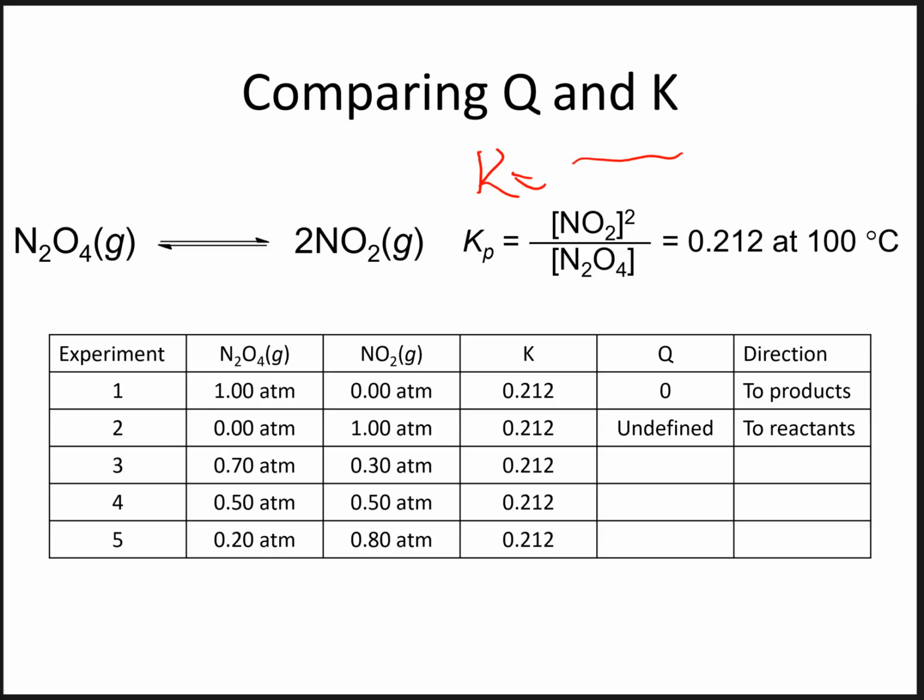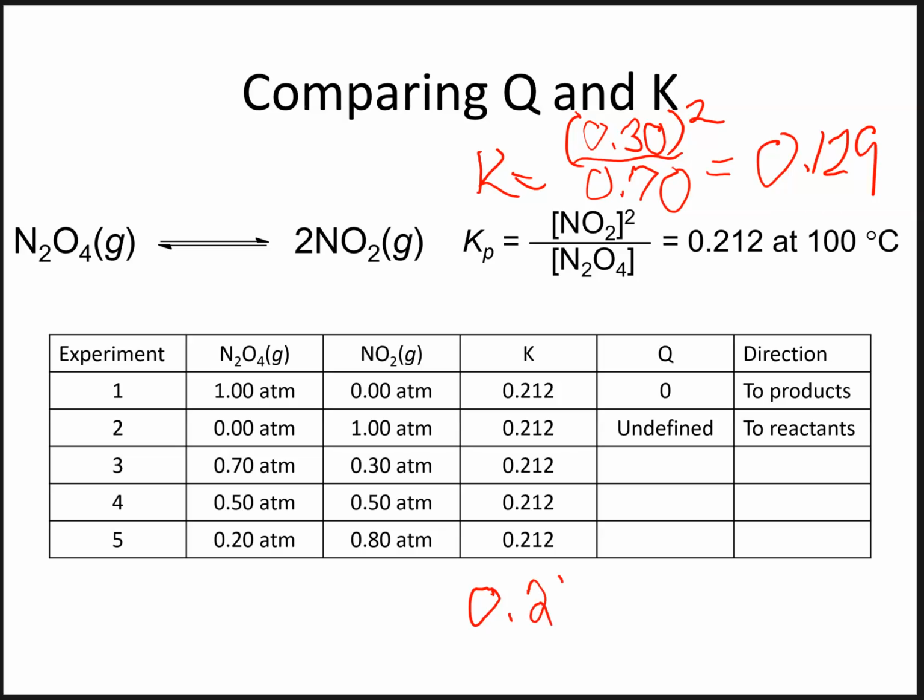0.7 for N2O4 and 0.3, and we square that because it's squared in the equilibrium, then what we get is 0.129. So 0.129, and I've run out of space here, so we'll say K is 0.212, and that's greater than 0.129. We would predict that this reaction would move towards products to get to equilibrium.